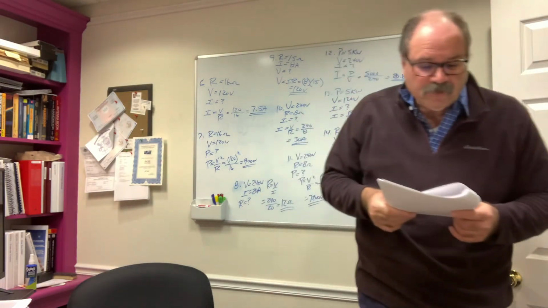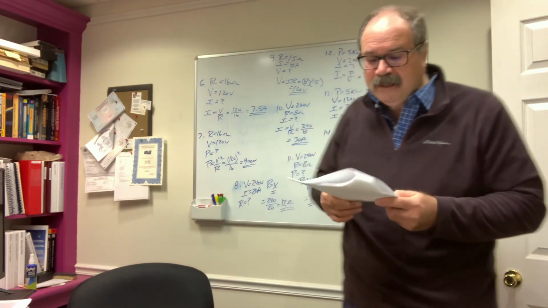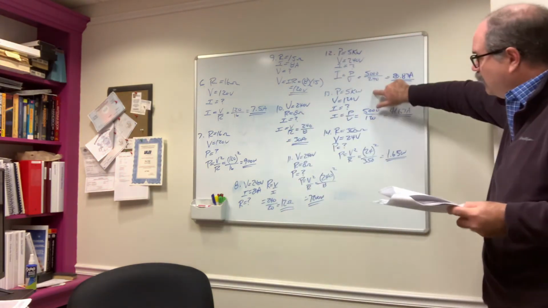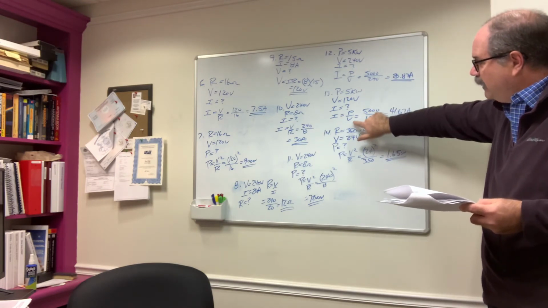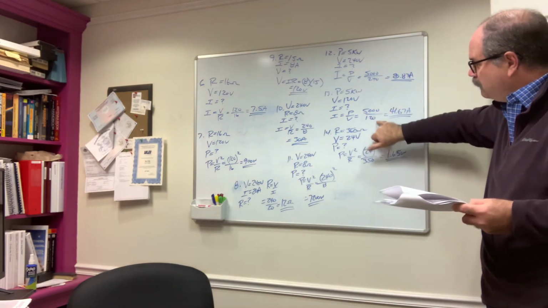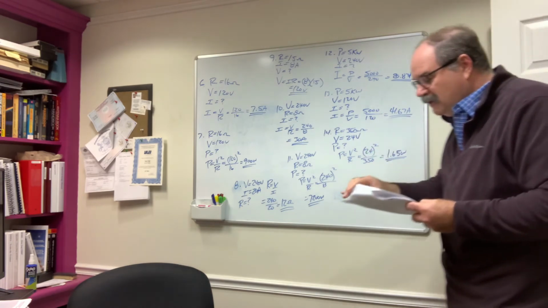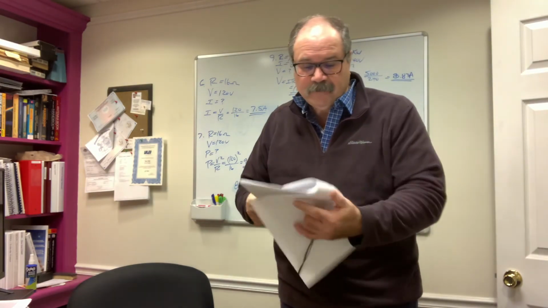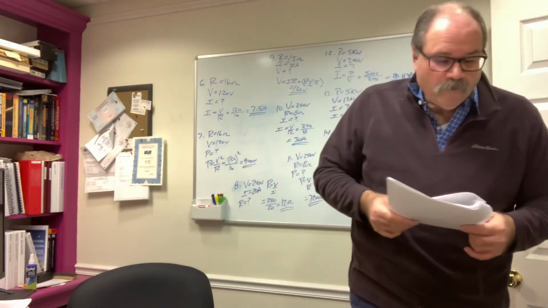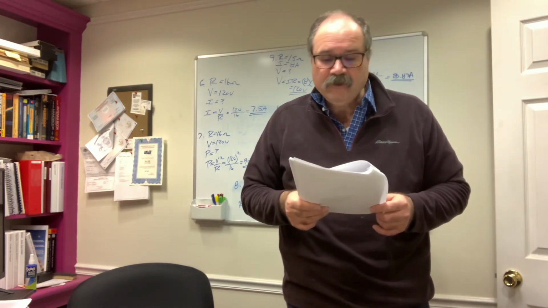Question 13. A 5 kW electric heating unit is connected to a 120 volt line. How much current would need to flow in this circuit? Power is 5 kW, voltage is 120. Again, solving for current. Power divided by voltage, 5,000 divided by 120 is 41.67 amps.